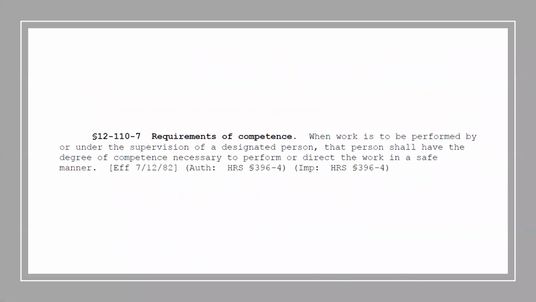Then there's always this general requirement for competence. And I look at this under the HIOSH standard as an across-the-board general requirement for competent person supervision. There are specific standards that absolutely call out competent person supervision is required, but if it's silent, it doesn't mean it doesn't exist. It means this general requirement comes into play. And it says that when work's to be performed by or under the supervision of a designated person, that person shall have the degree of competence necessary to perform or direct the work in a safe manner. So that's just a general bottom line.